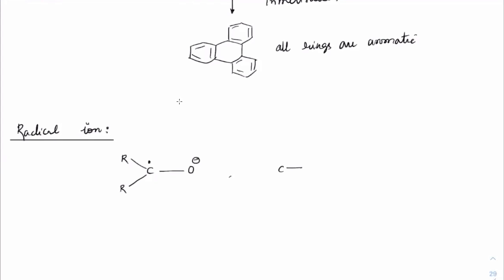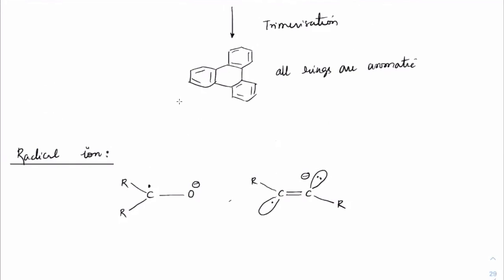Another form where you can get is C double bond C, with this being R and one radical form on carbon here, and on the other side we have a lone pair and R. This is also a radical ion. Okay, so you will come across this. These are the radical ion forms. Only the information is needed, that's all. If in the exam you come across a term like what is a radical ion, these kinds are called radical ions.